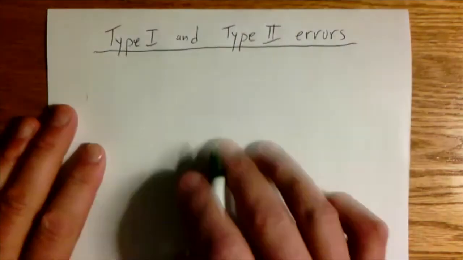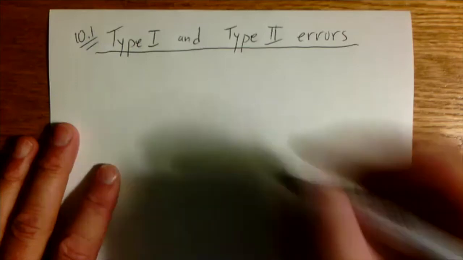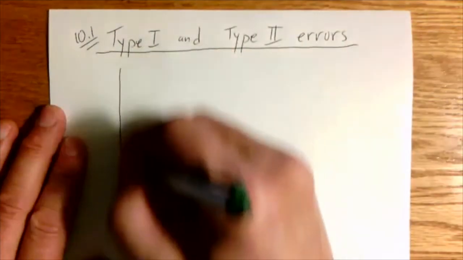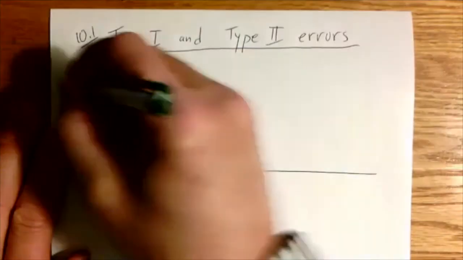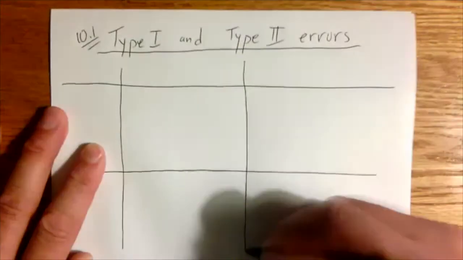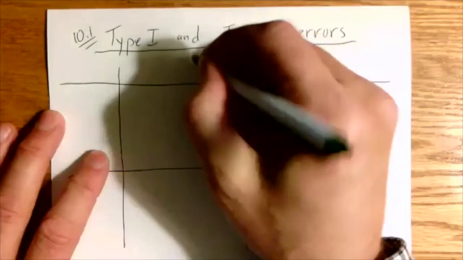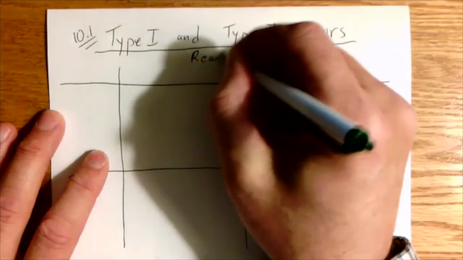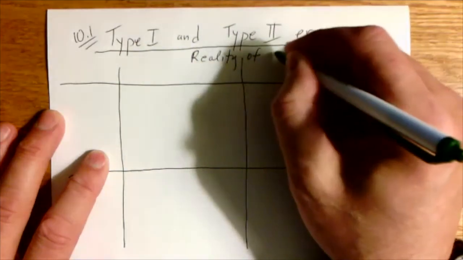All right, so here's how this is from section 10.1. So here's how we're going to interpret type 1 and type 2 errors. So we're going to have a grid. A 2x2 grid. And the variable up here is the reality of H0.